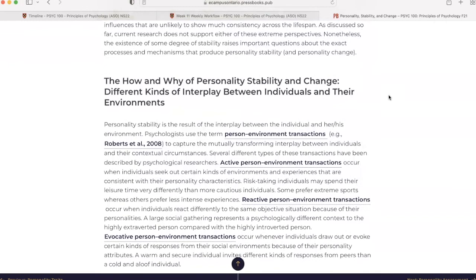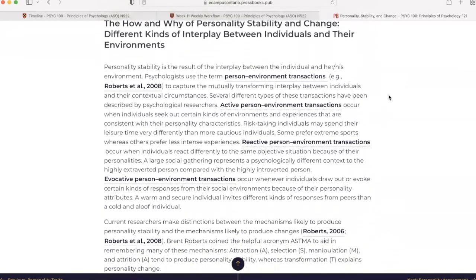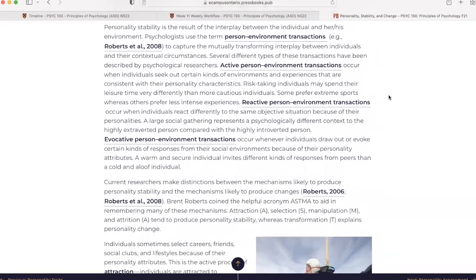The how and why of personality stability and change: different kinds of interplay between individuals and their environments. Personality stability is the result of the interplay between the individual and his or her environment. Psychologists use the term person-environment transaction to capture the mutually transforming interplay between individuals and their contextual circumstances. Several different types of these transactions have been described by psychological researchers.